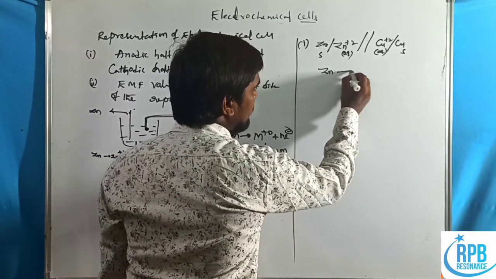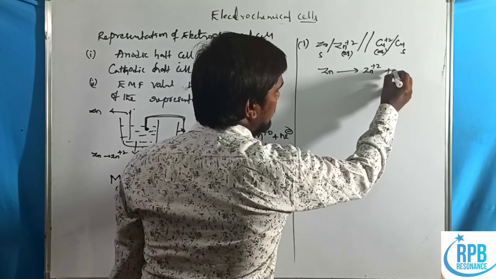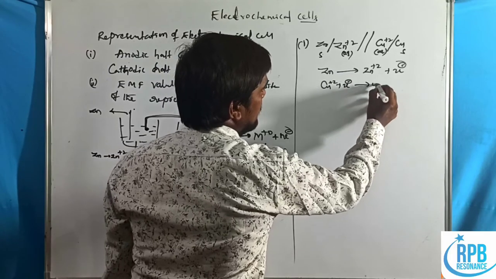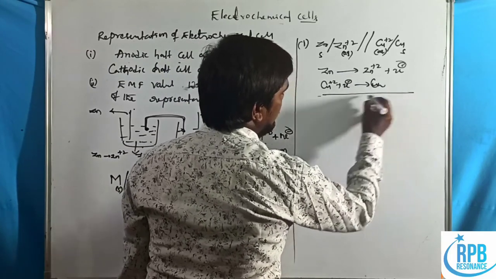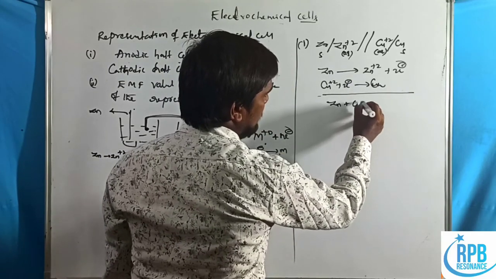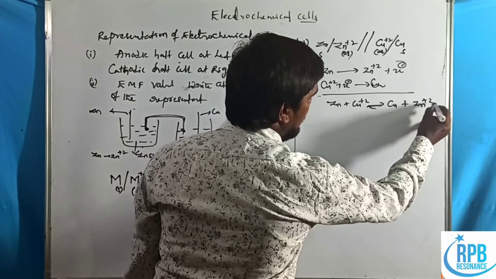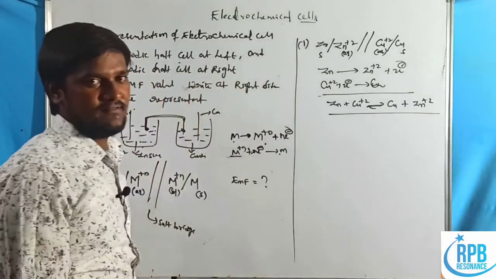Zinc converts into zinc plus 2, with the loss of 2 electrons. Copper plus 2 gains 2 electrons and gives copper. So the overall reaction is zinc plus copper plus 2 giving copper and zinc plus 2. So this is the first example.